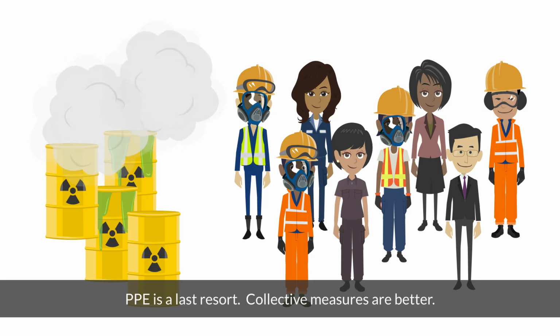PPE is often called a last resort. This is because it only protects the person wearing it and needs to be used properly. So, collective protection that protects everyone is preferred. This includes engineering and systems controls. However, PPE may still be needed if there is still risk.